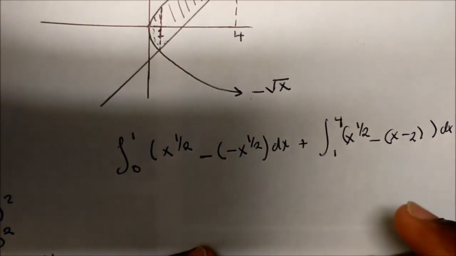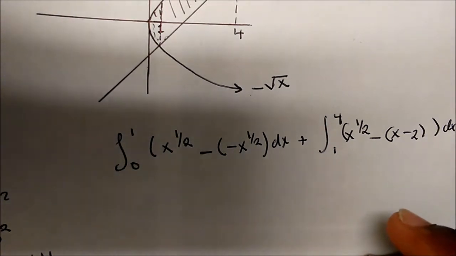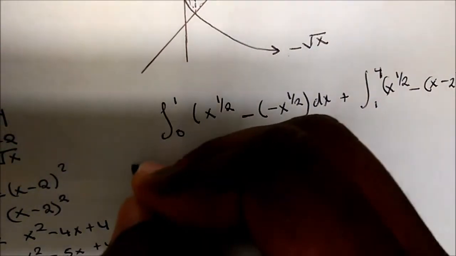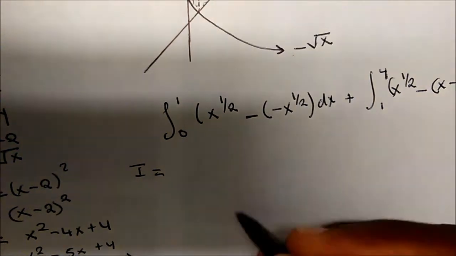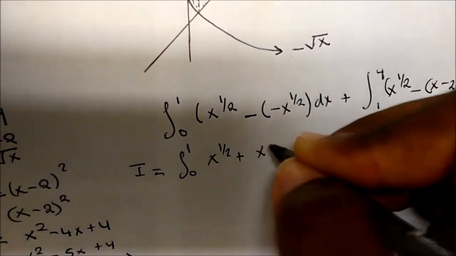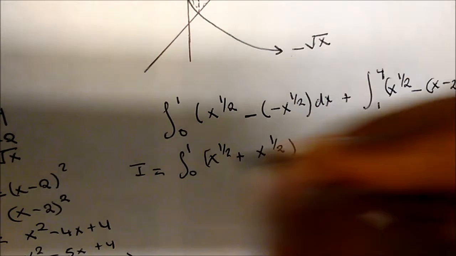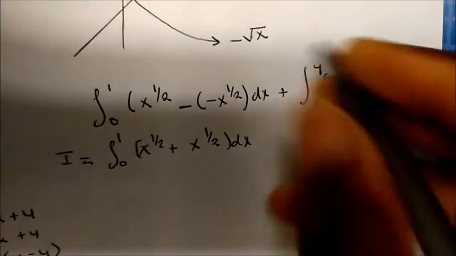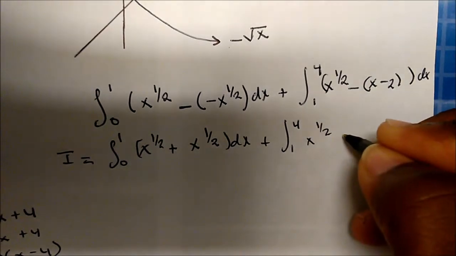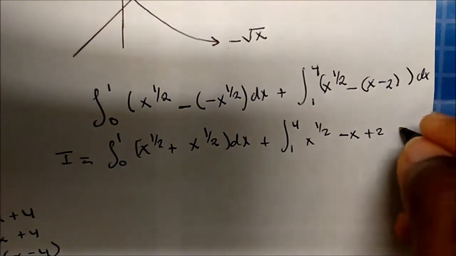So you can see that this limits of integration is much more difficult. All right, so let's put everything together and let's integrate this. So the integral is given by 0 to 1 of x to the 1/2 plus x to the 1/2 dx. All I did was distribute my negative. Plus from 1 to 4 of x to the 1/2 minus x plus 2, distribute my negative again, dx.